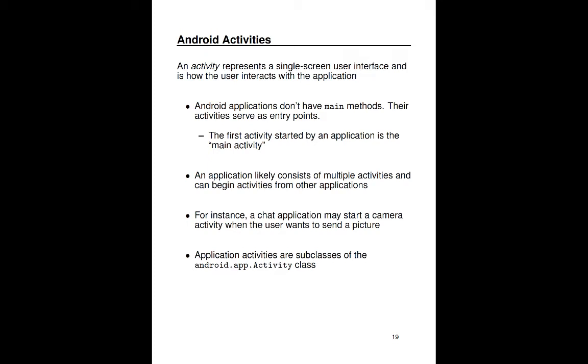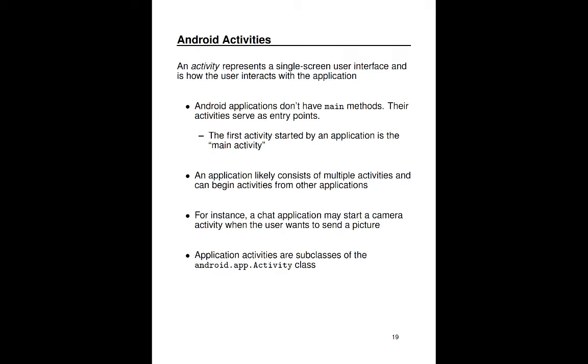So when you think about your Android application, it likely consists of multiple activities, multiple screens, multiple services, and can then interact with other applications through their services. So really there are multiple entry points to an Android application. And this is certainly different from a command line utility and even different from a web application, although I suppose a web application can have multiple servlets. The models are kind of similar. So as an example, you might have a chat application that could start a camera activity when the user wants to send a picture. And all of this is accomplished via intents.